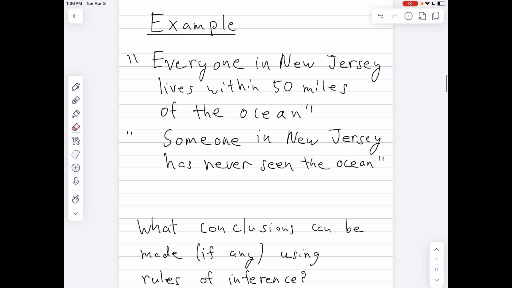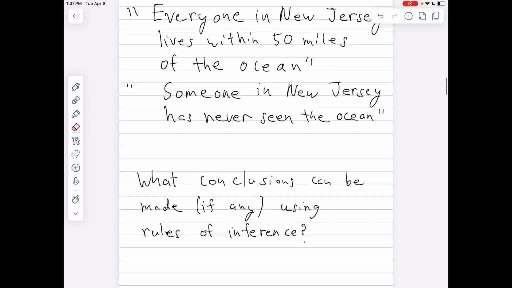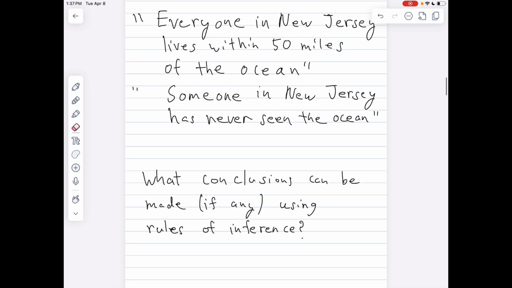Let's look at the problem we'll be working with today. We have a couple statements here. Statement one: Everyone in New Jersey lives within 50 miles of the ocean. The second statement is: someone in New Jersey has never seen the ocean. What conclusions can be made, if any, using rules of inference? So we want to use those rules that we previously looked at to make a conclusion.